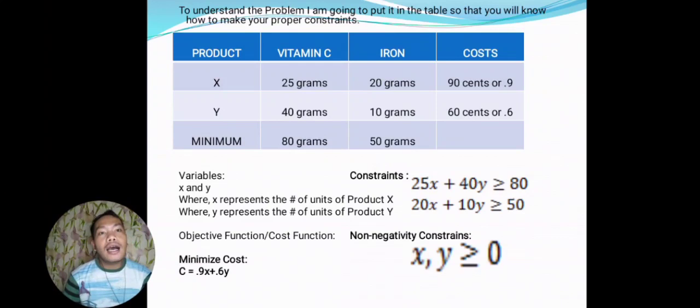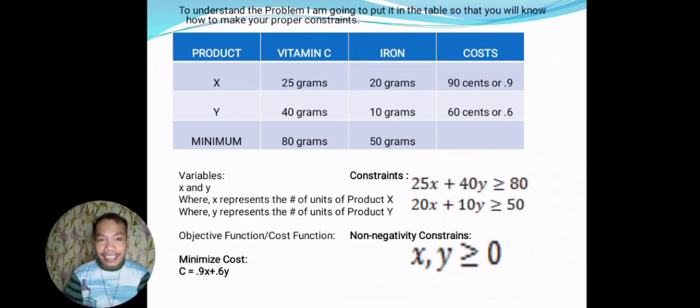It is also stated in the problem that the vitamin C and the iron should have at least the required minimum. So our vitamin C requires 80 grams, and then the iron requires 50 grams. So that's all our given in our problem.